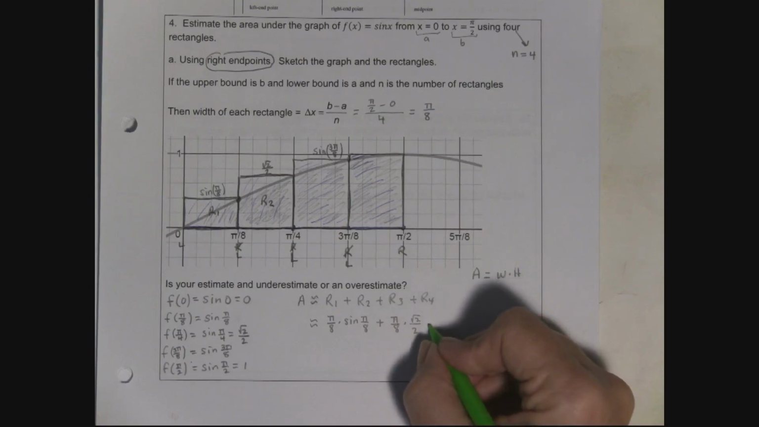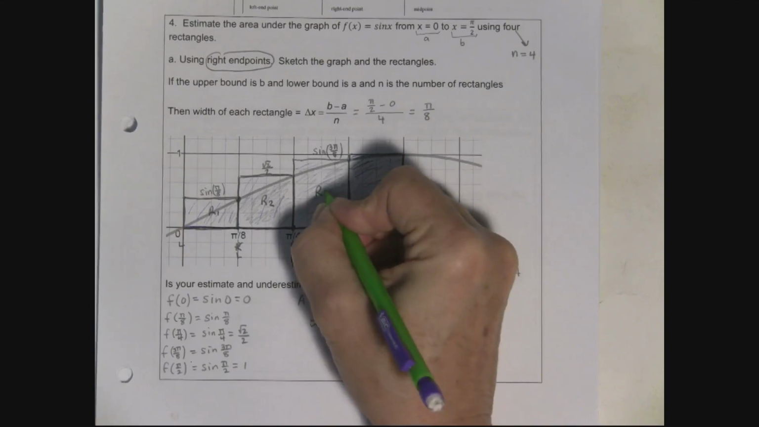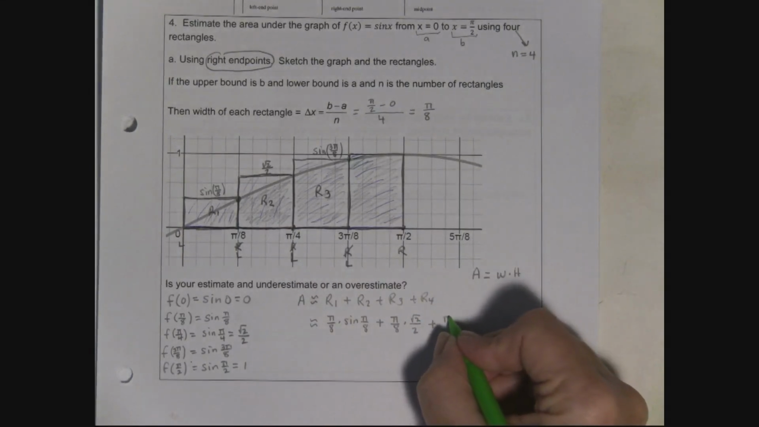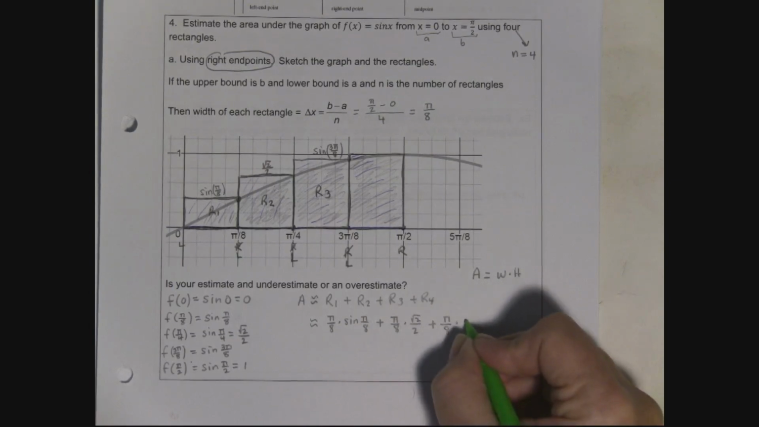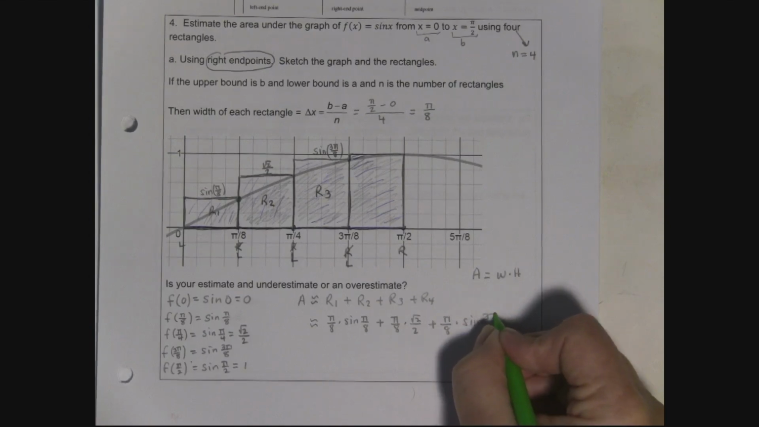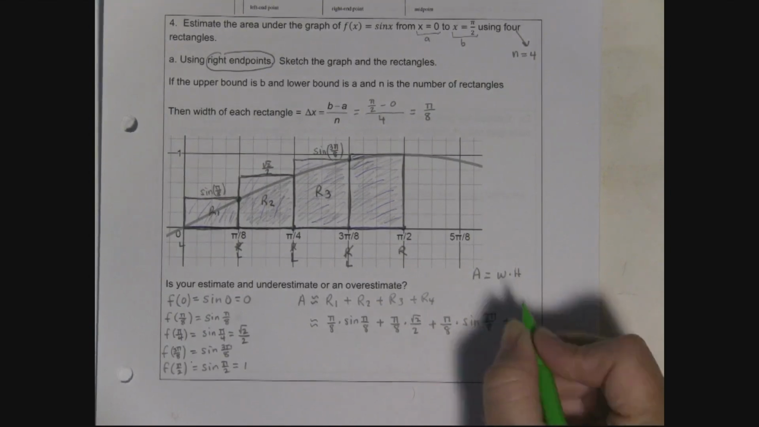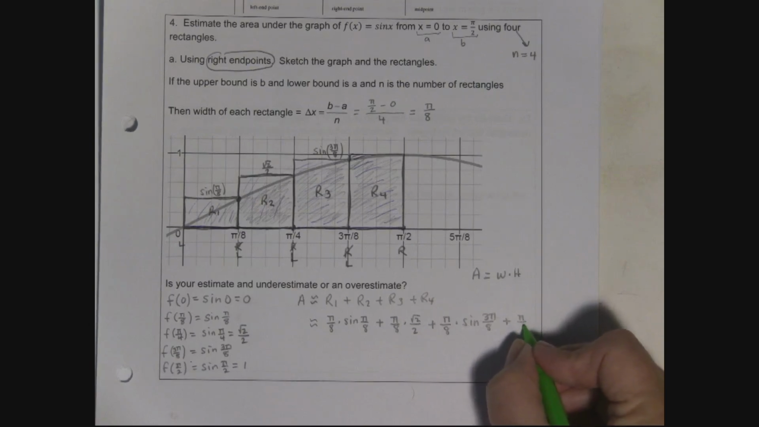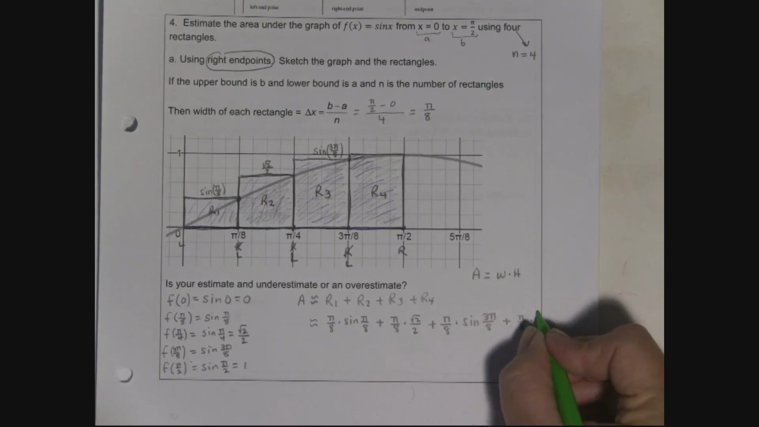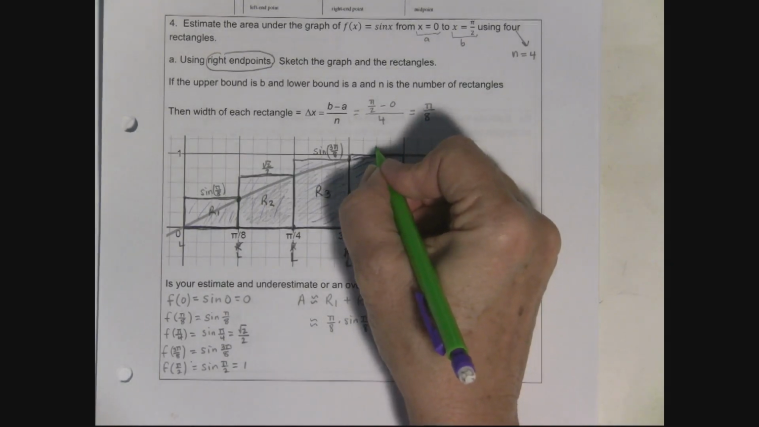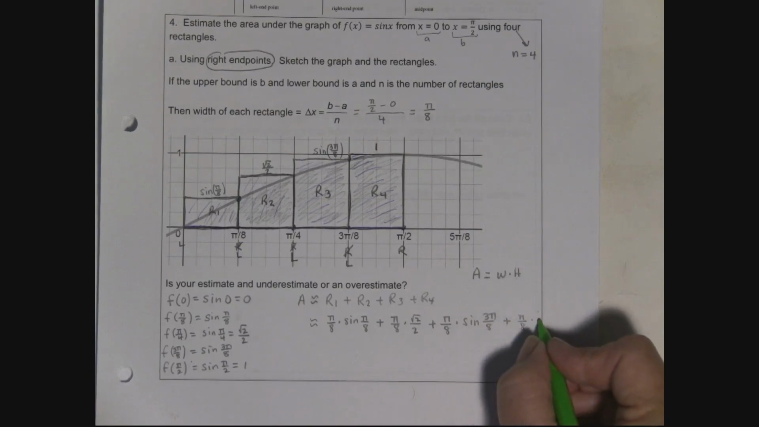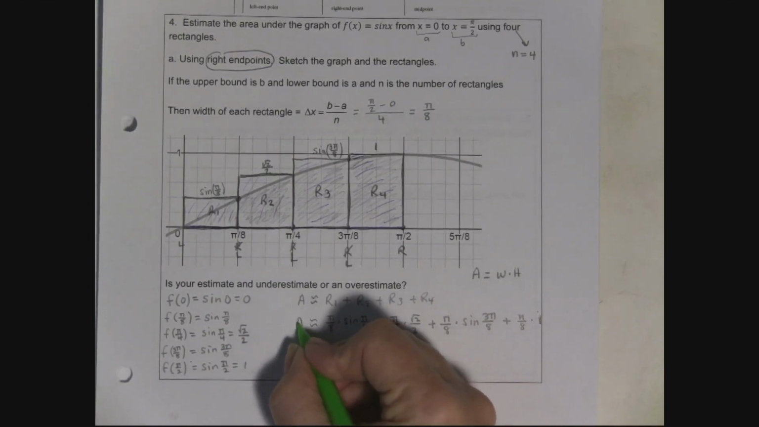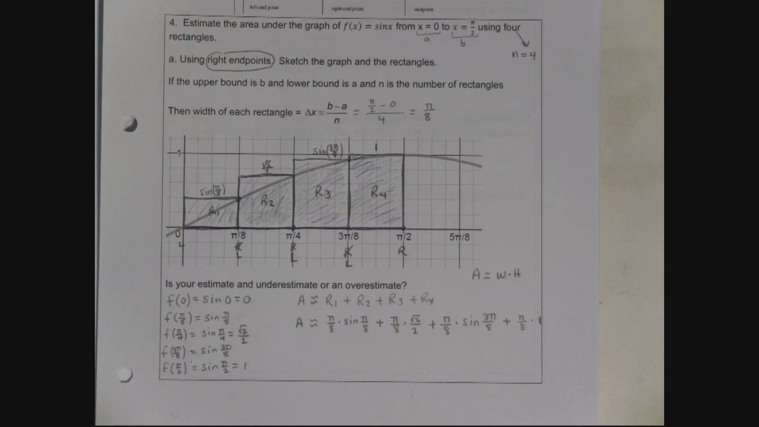And the next rectangle, rectangle 3, that's this rectangle right here. The width of pi over 8 times the height, which is sine of 3 pi over 8. And then plus the very last rectangle, rectangle 4, pi over 8 times the height of that rectangle, which I didn't label on here, but I'm going to label right now, which is 1, right? And which was sine of pi over 2, which is 1. So this is what my area is going to be approximately equal to. So I'm just going to put that in my calculator and hit equals.